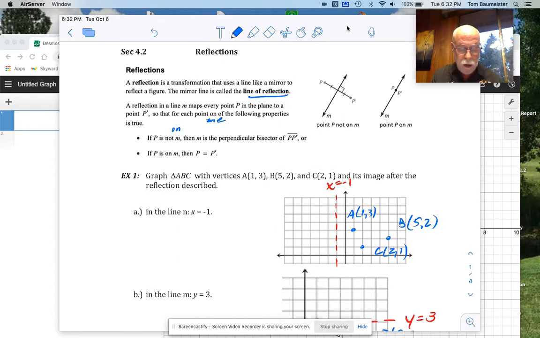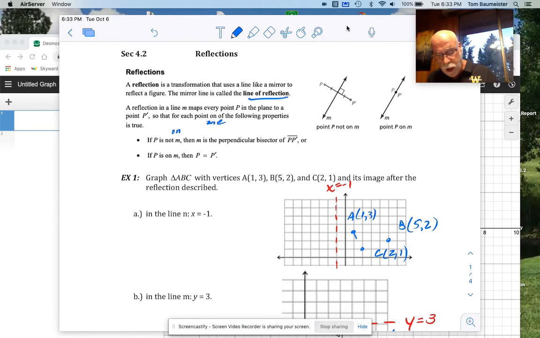Graph triangle ABC with vertices A (1, 3), B (5, 2), and C (2, 1), and its image after the reflection described, over the line x equals negative 1. So first thing you have to do, ladies and gentlemen, is go ahead and count and get your points, which I already put in there, and then we're going to draw the triangle.